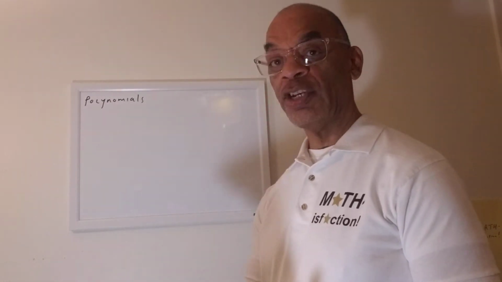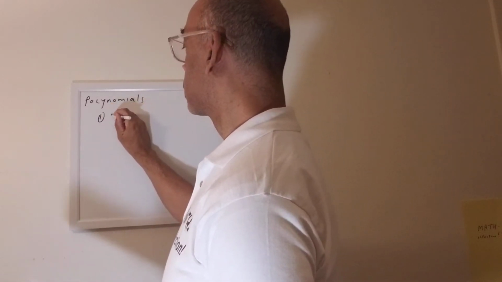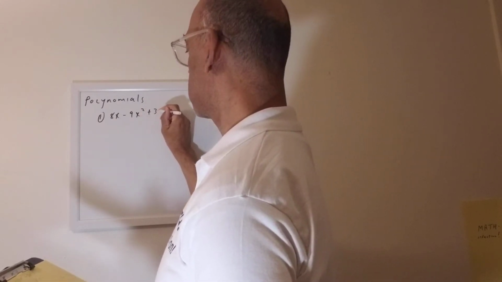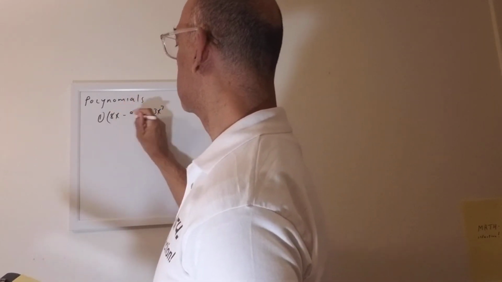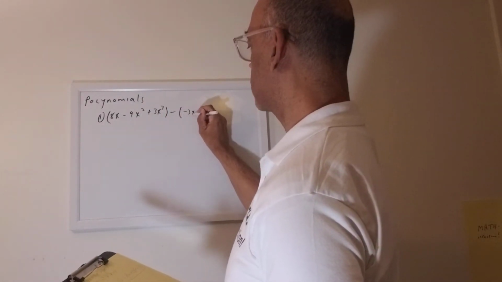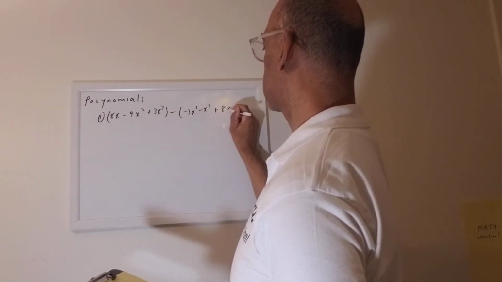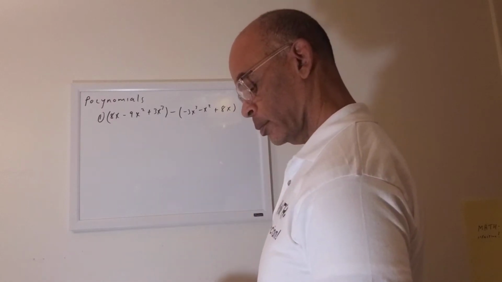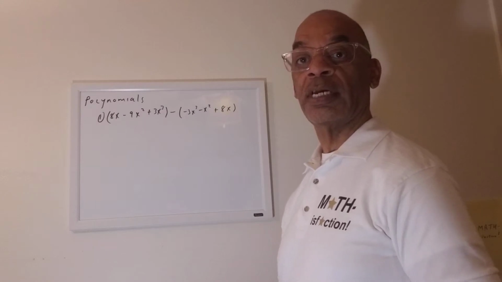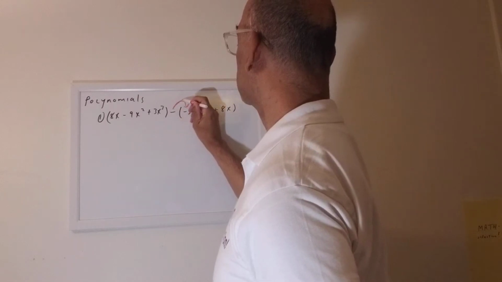Problems 1, 2, and 3, your instructions are simplified. 8x minus 9x squared plus 3x to the third power minus negative 3x cubed minus x squared plus 8x. This is a subtraction problem, so distribute the negative sign to each term.